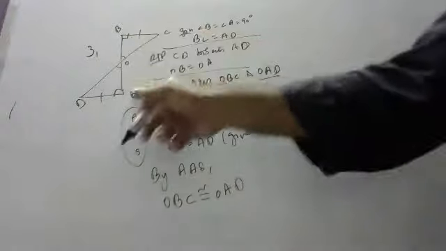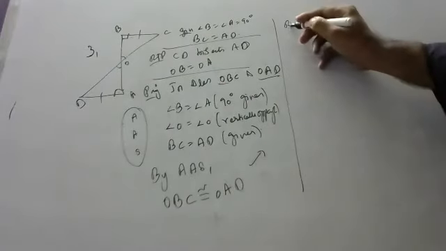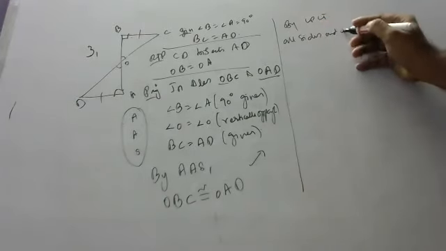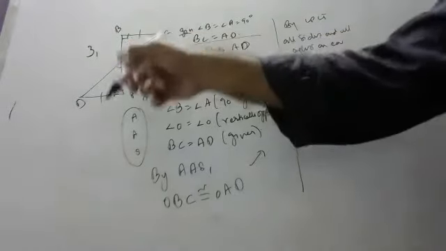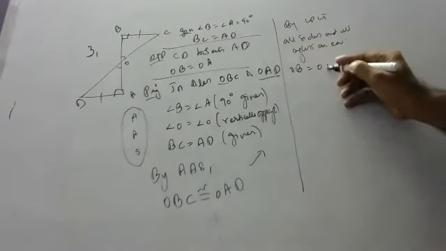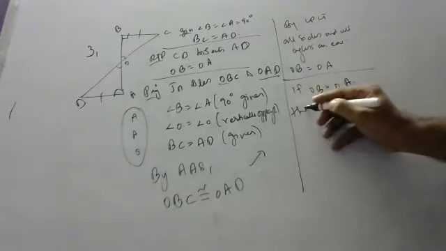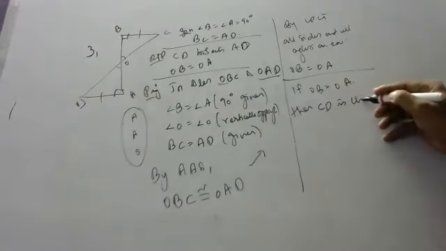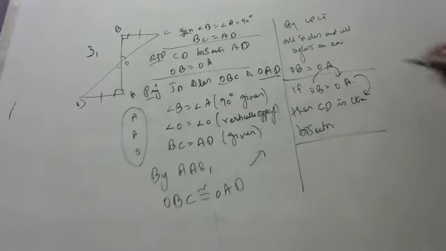If OBC is congruent to OAD, we know by CPCT, all sides and all angles are equal because they are congruent. So we can say OB is equal to OA. But if OB is equal to OA, then CD is the bisector, because CD is only going through them. That is what he asked me to prove. That's it, children. I hope you understood this.